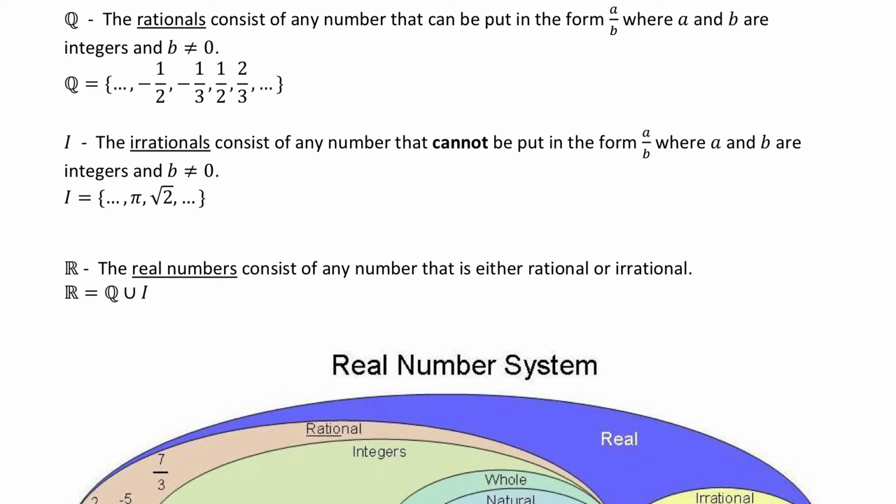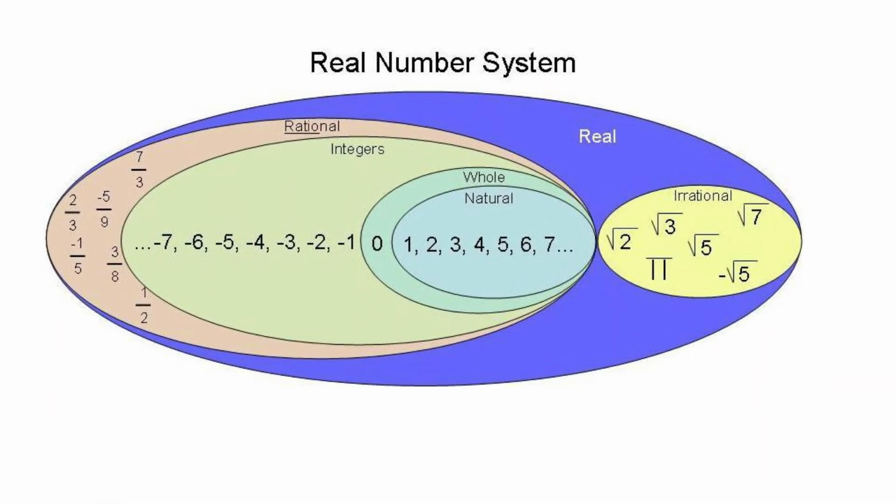Now, when you take all the rationals and all the irrationals together and you union them together, you get the real numbers. And so these are the numbers that we've mostly been studying in our course. The real number system, which has the naturals and the wholes and the integers and the rationals and the irrationals all put together to make the wonderful real number system.